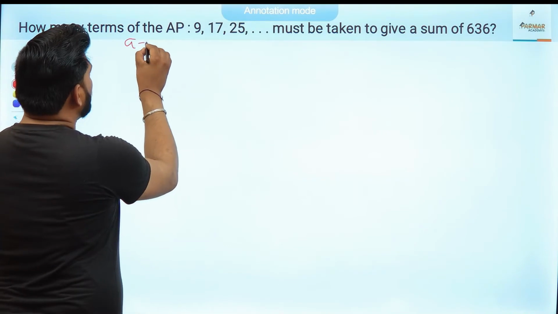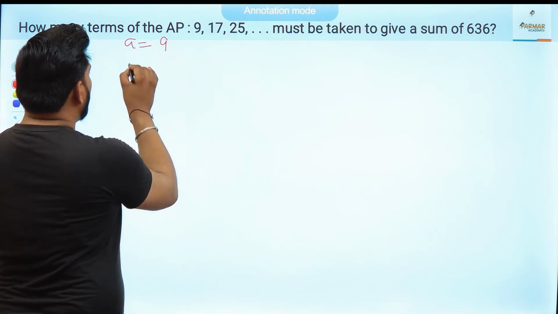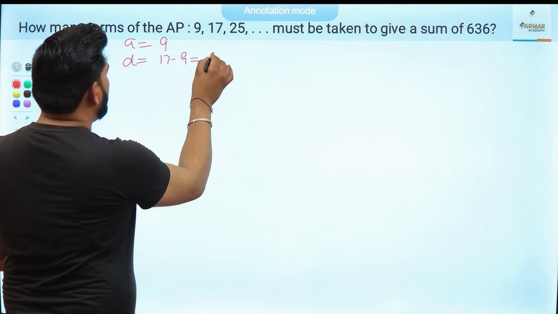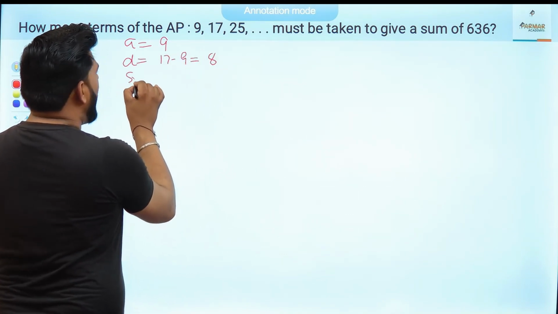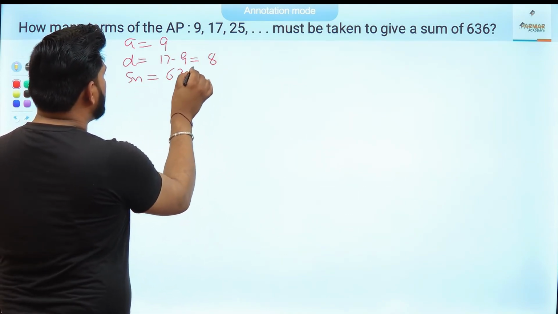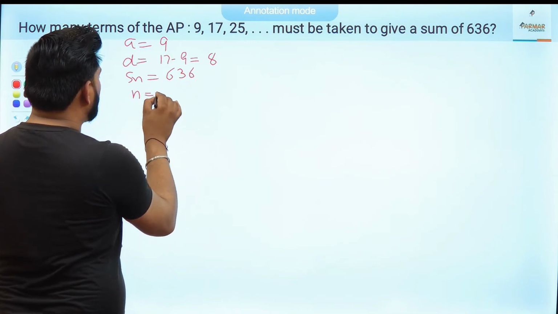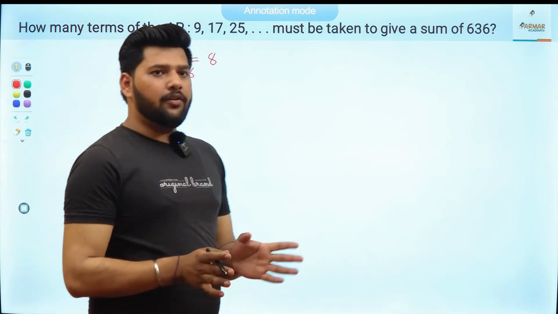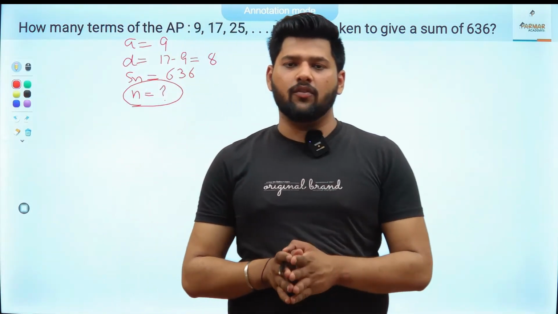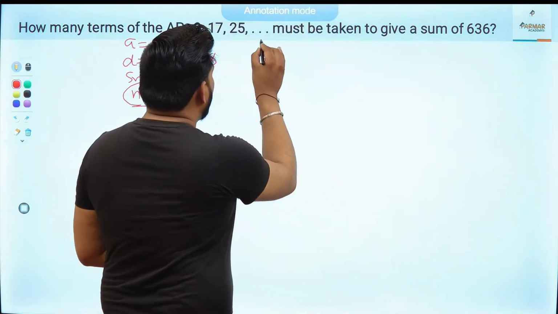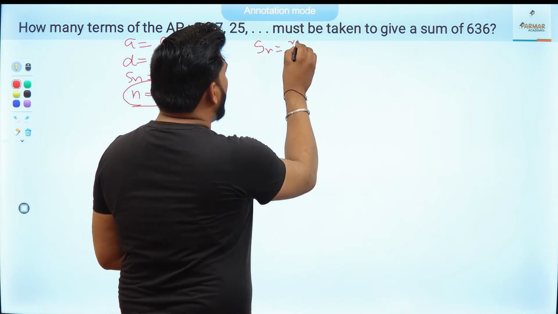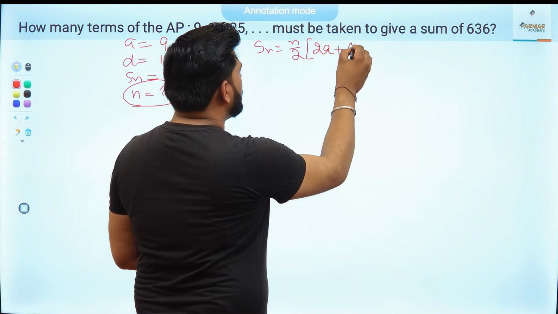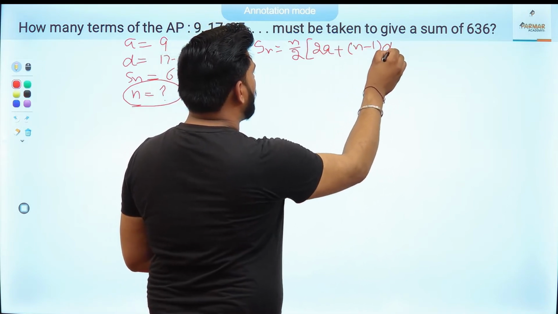A, that is the first term, is 9. Common difference, that is 17 minus 9, is equal to 8. Sn, that is 636. And we have to find the corresponding value of n. So we will easily find this number of terms using the formula of Sn. Sn is equal to n upon 2, 2a plus n minus 1 times D.